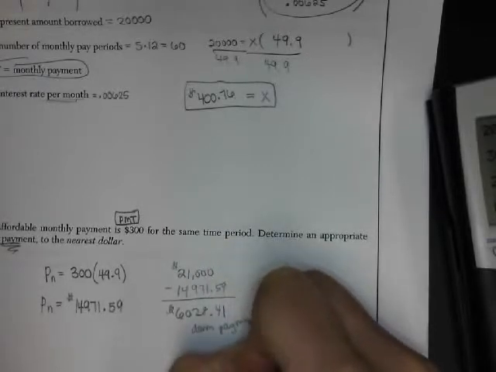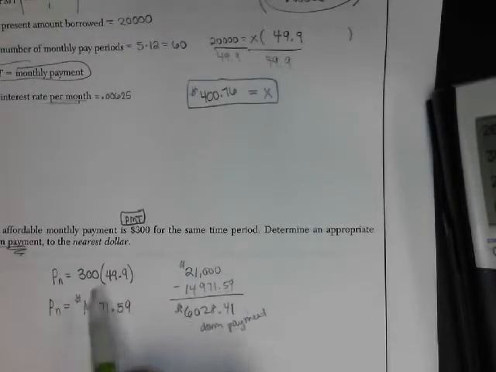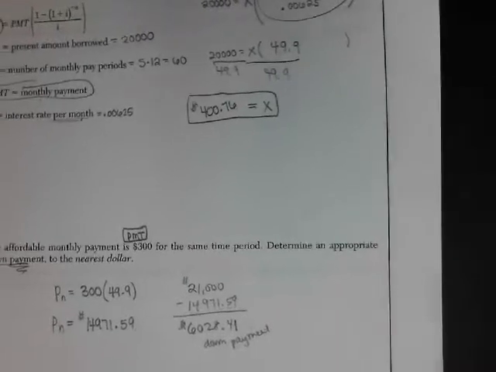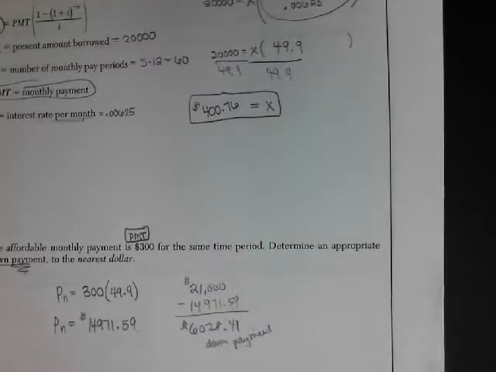Okay, so if the car costs $21,000 and then I make this down payment, now my loan will be exactly this amount and will allow for the $300 monthly payment as opposed to the $476 payment. Last one.